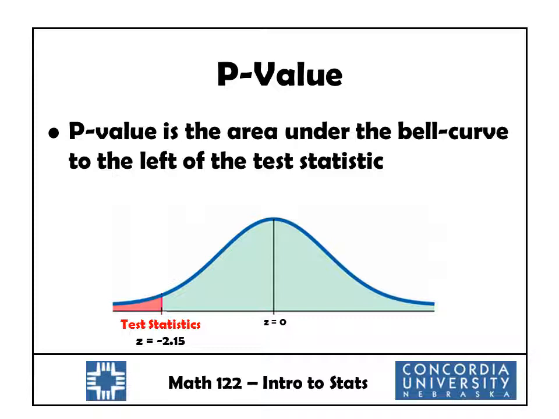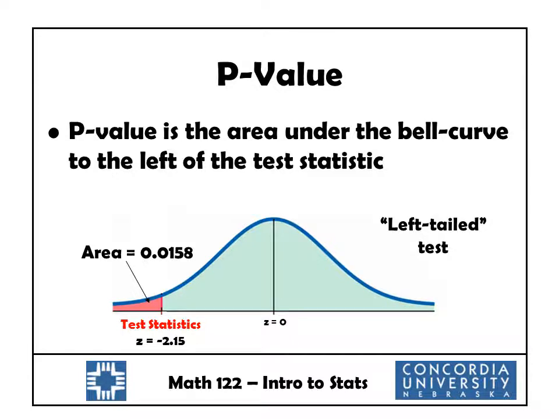Now why is it to the left? Well, it's because our alternative hypothesis is that p is less than 0.5. That less than sign kind of points to the left. That indicates the p-value is the area to the left. So our test statistic is negative 2.15. I look on my table A2 for the area to the left, and that's 0.015. So that is my p-value. We call this a left-tailed test because the p-value is the area under the left tail of our bell curve. Now we'll interpret this in the same way.